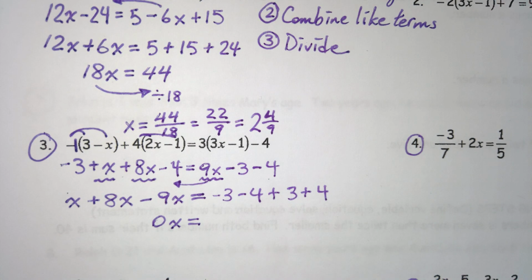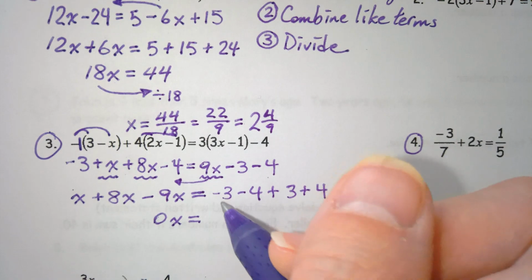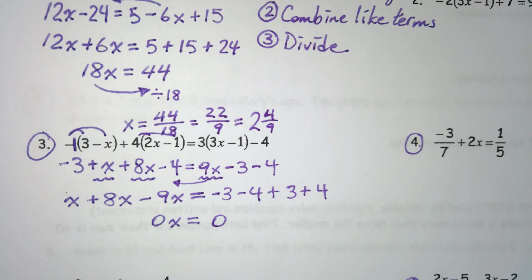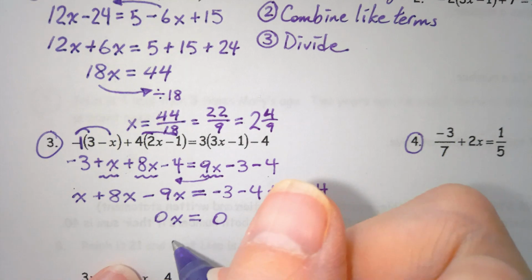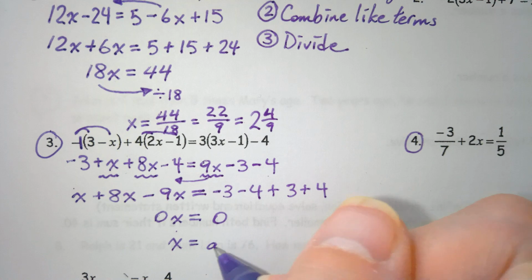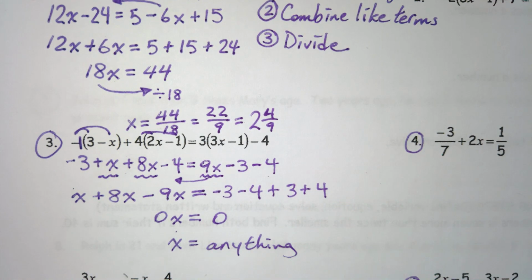And then Ethan, what is -3 -4 +3 +4? 0 is 0. So what is 0 times 1? What is 0 times a million? What is 0 times a negative a million? Still 0. So that means, what does x equal? X could be anything, right? Because 0 times anything would give you 0.